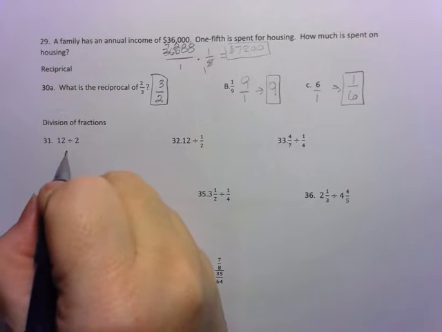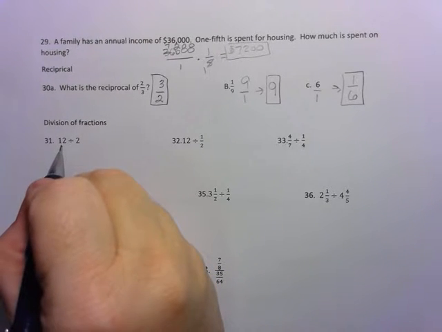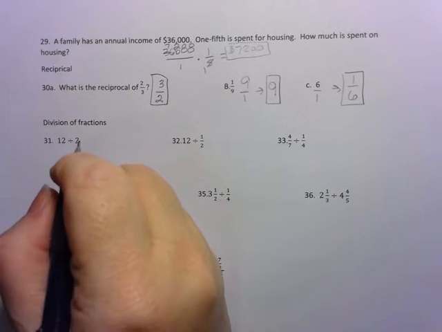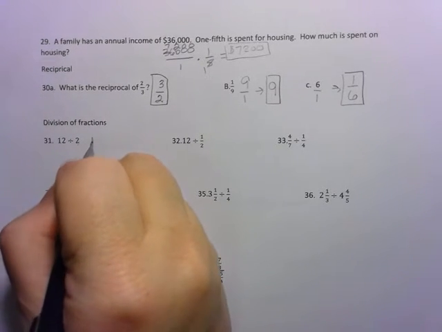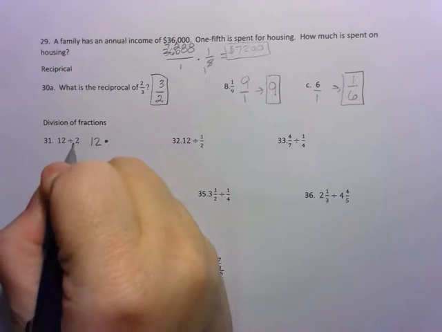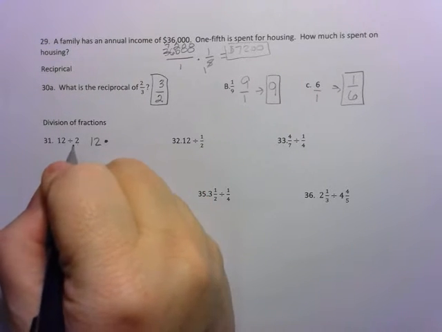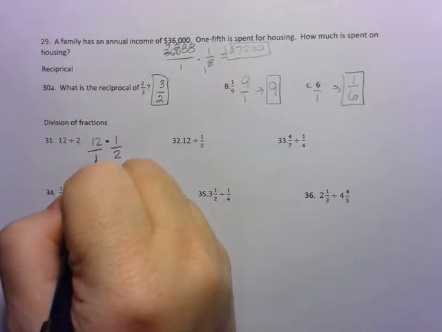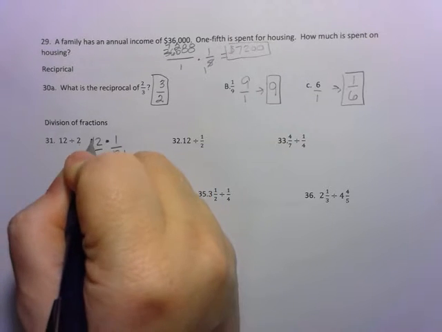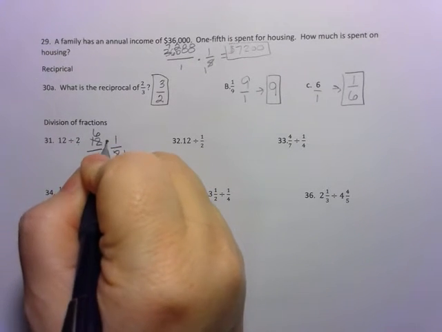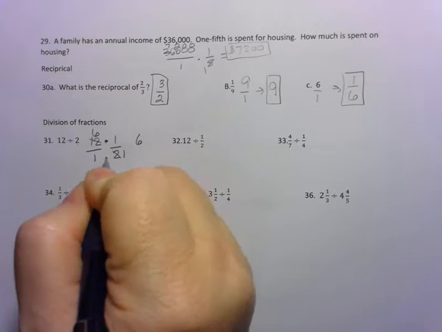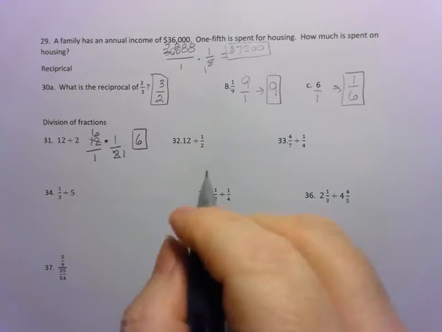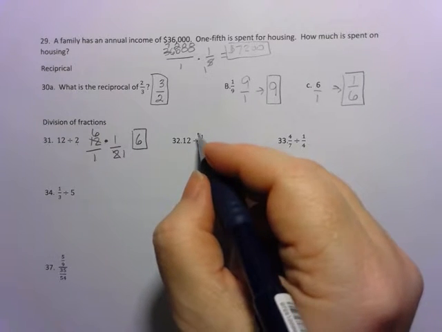So now we're going to divide fractions. Think of this as a dozen donuts, and we're dividing them by 2. So we're going to have 12 times, and I'm going to multiply by the reciprocal. The reciprocal of 2 is 1/2. 12 is over 1. 2 goes into 2 once. 2 goes into 12 6 times. 6 times 1 is 6. 1 times 1 is 1. I don't need to write that. So my answer is 2 piles of 6 donuts.